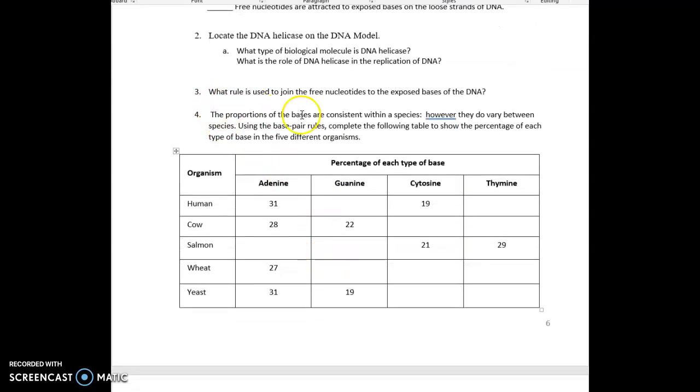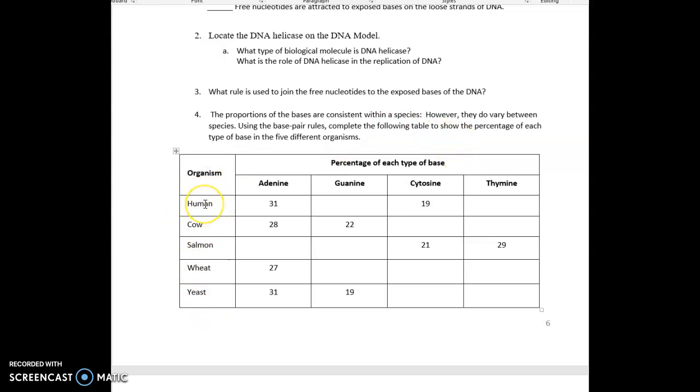And number 4, I'm going to see if you can work through this and see if you can get an idea of what it's asking to do here. So it says the proportions of the bases are consistent within a species. However, they do vary between species. Using the base pairing rules, complete the following table to show the percentage of each type of base in 5 different organisms. So here's the different species.